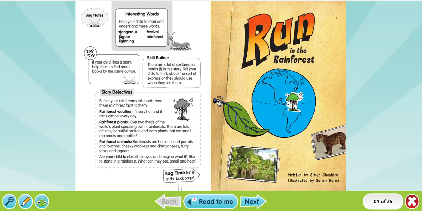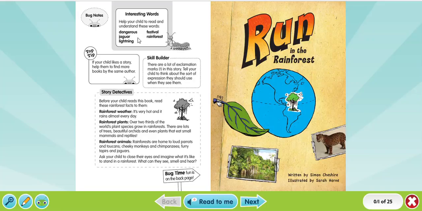The first word is dangerous. Dangerous. How many syllables do you think dangerous has? Let's count them together. Dangerous. Dangerous. How many syllables are those? Correct. 3 syllables. The next word we have is jaguar.